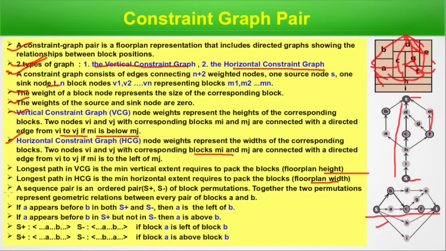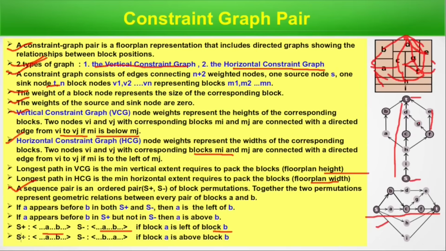Now comes sequence pair. A sequence pair is an ordered pair S plus and S minus of block permutations. Together, the two permutations represent a geometric relation between every pair of blocks A and B. If A appears before B in both S plus and S minus, then A is to the left of B. This is the convention. If A appears before B in S plus but not in S minus, then A is above B. In both cases, A comes before B, so A is left of block B.